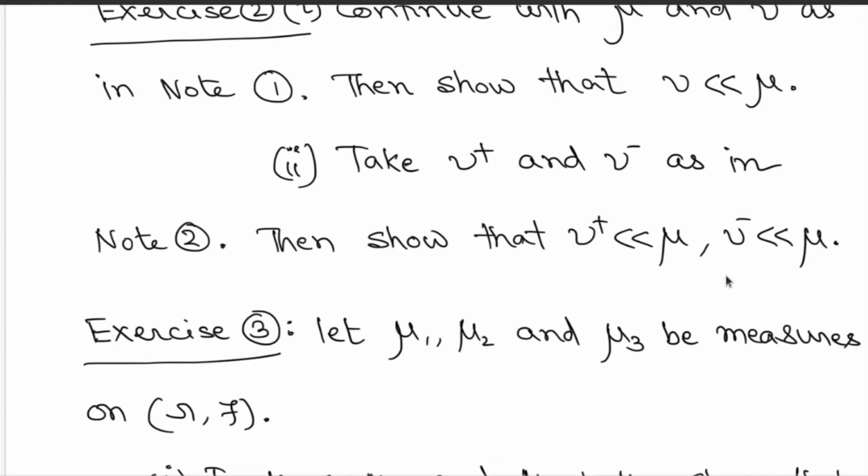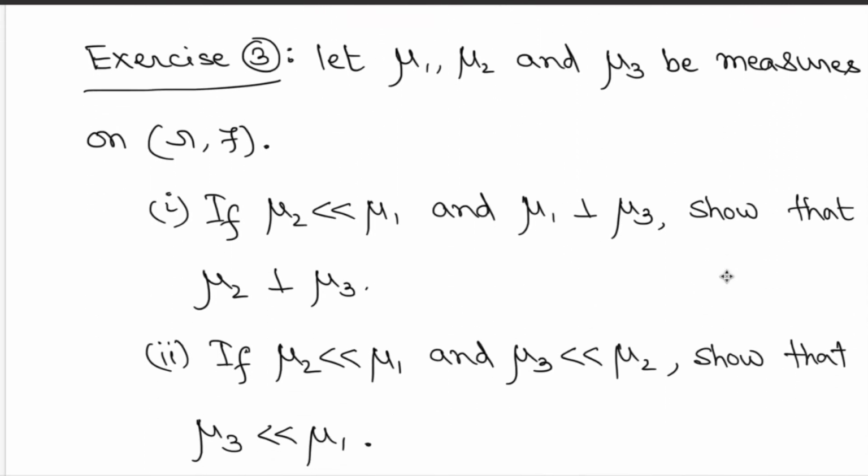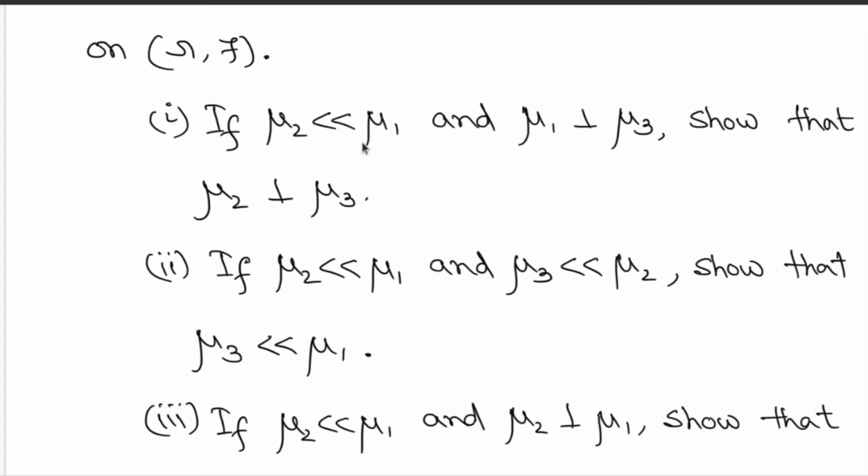And now you may ask, how do absolute continuity and mutual singularity relate? To do this there is a very simple exercise once more. Please try to work at it. Choose three measures mu1, mu2 and mu3 defined on the same measurable space. If it happens that mu2 is absolutely continuous with respect to mu1 and mu1 is mutually singular to mu3, then you can claim that mu2 and mu3 are mutually singular. So that is the first statement.